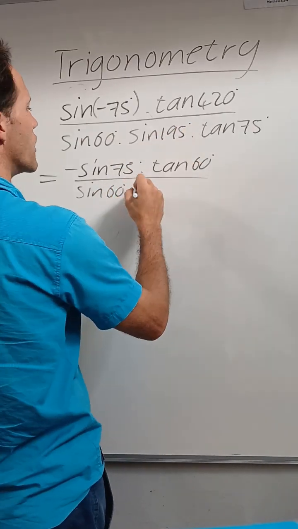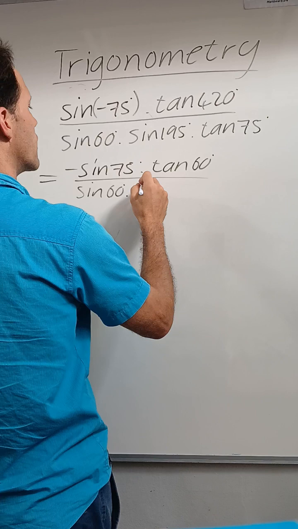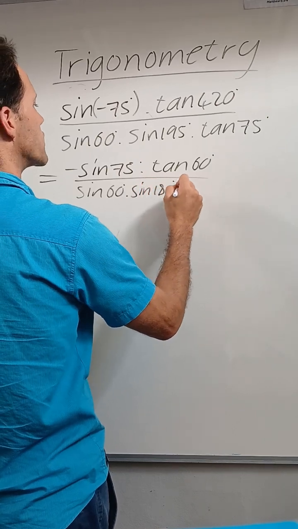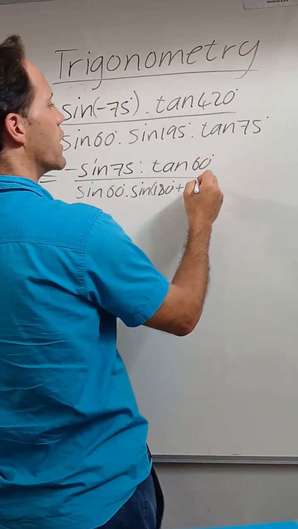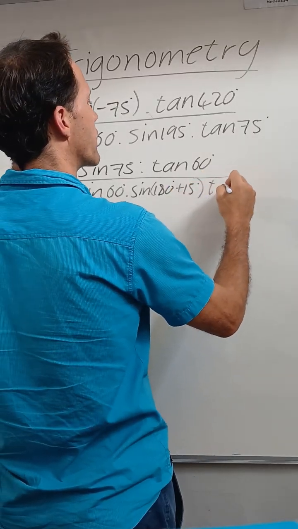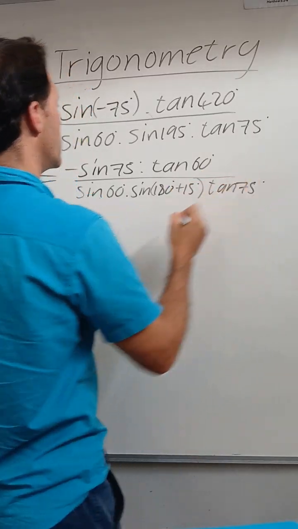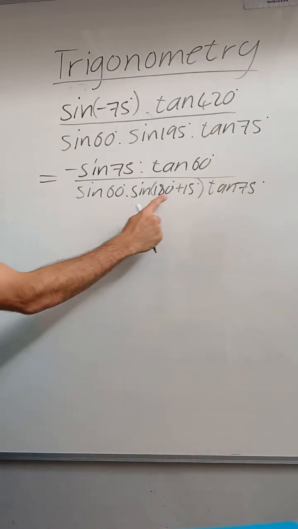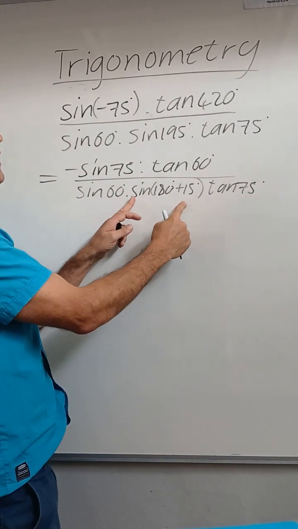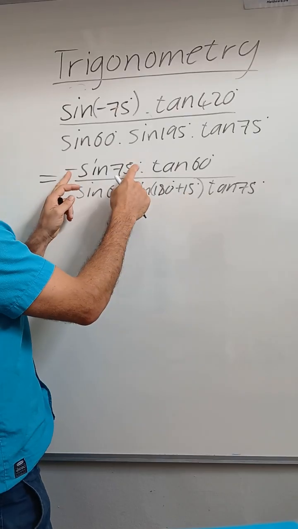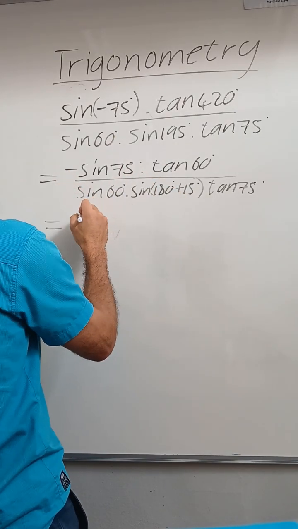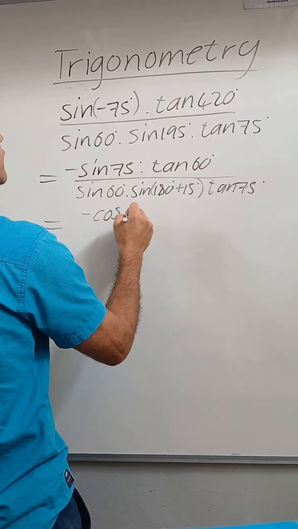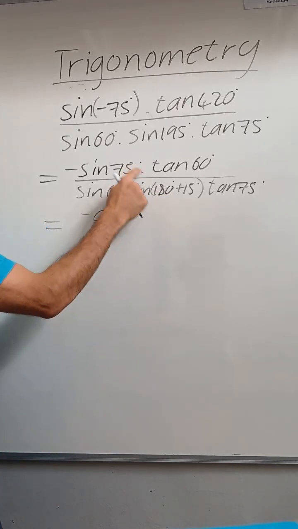Sine 195 is sine 180 plus 15. And then obviously tan 75, we can leave it like that for now. Let's first see what happens here. This one is going to become negative sine 15. Sine 75 can change to cos 15. So we're going to say it's negative cos 15, but we can have the same as there.